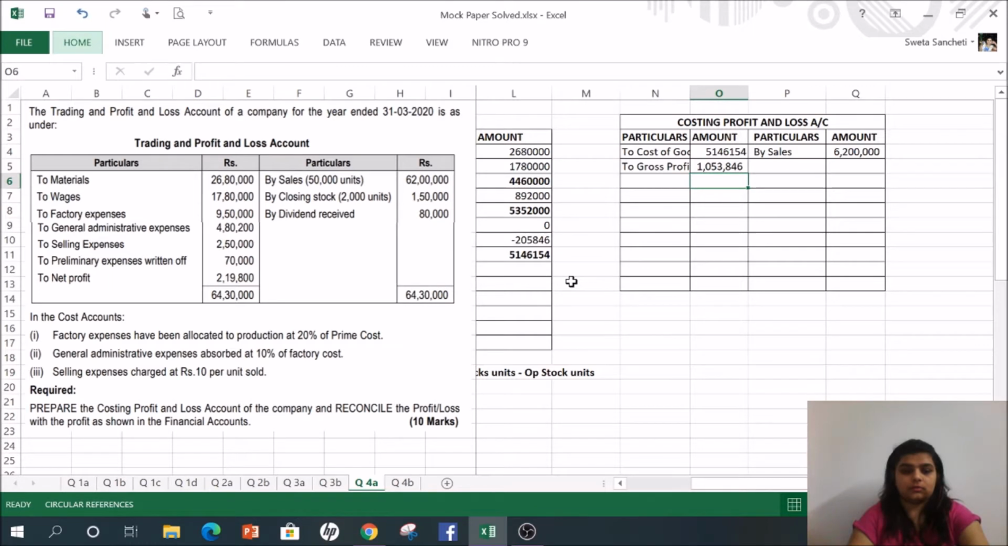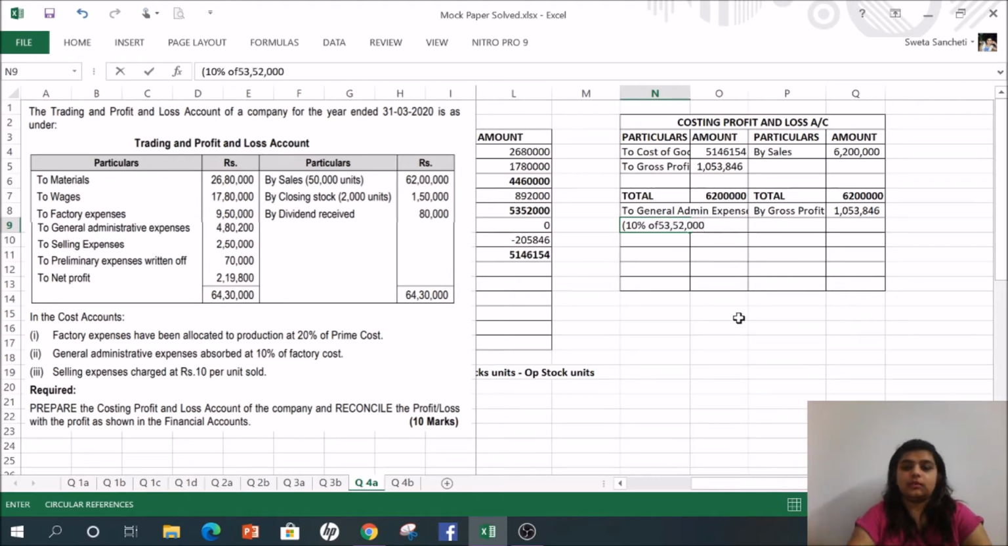Let us have a total here. Again by gross profit, that is equal to 10,53,000. Now we have two expenses left, general admin expenses, that is given to us as 10% of factory cost. So here we can write 10% of factory cost is 53,52,000. I have taken that figure from here. So that would be 53,52,000 into 0.1. This much.